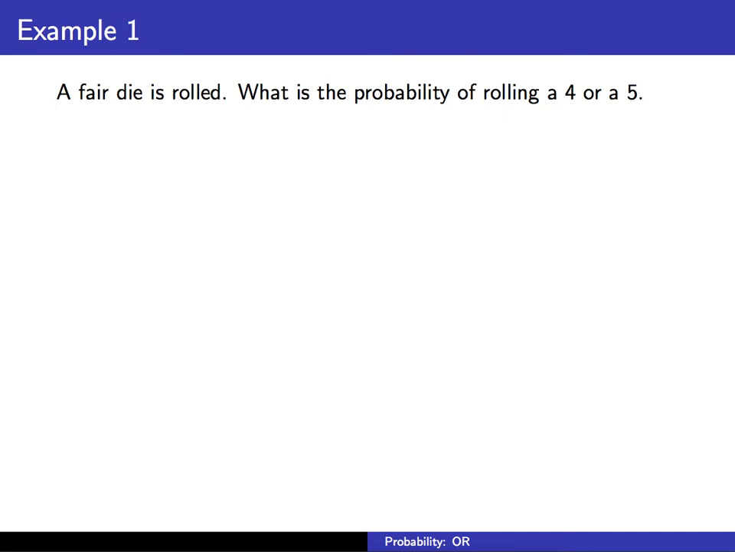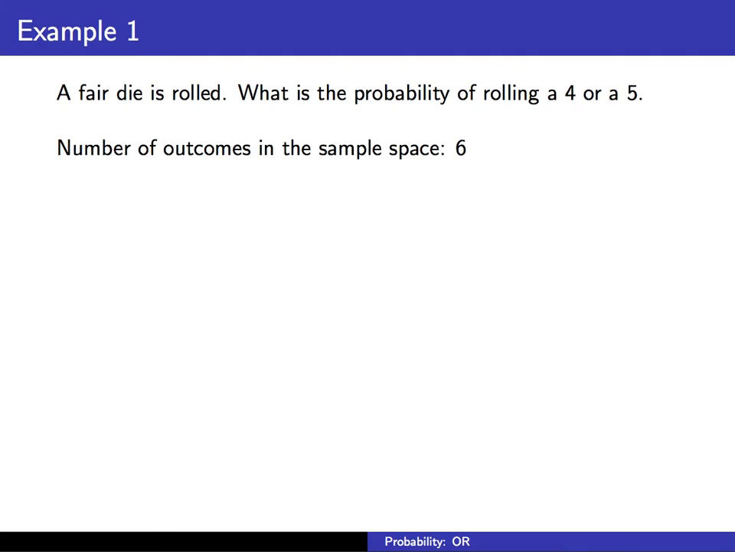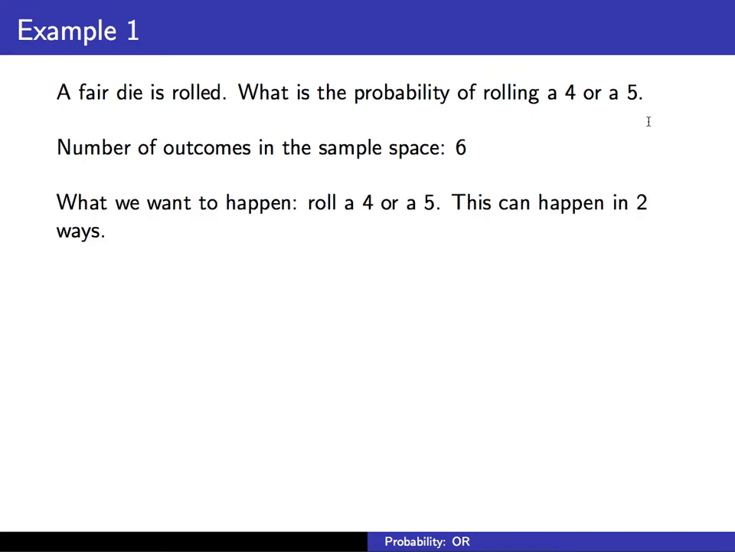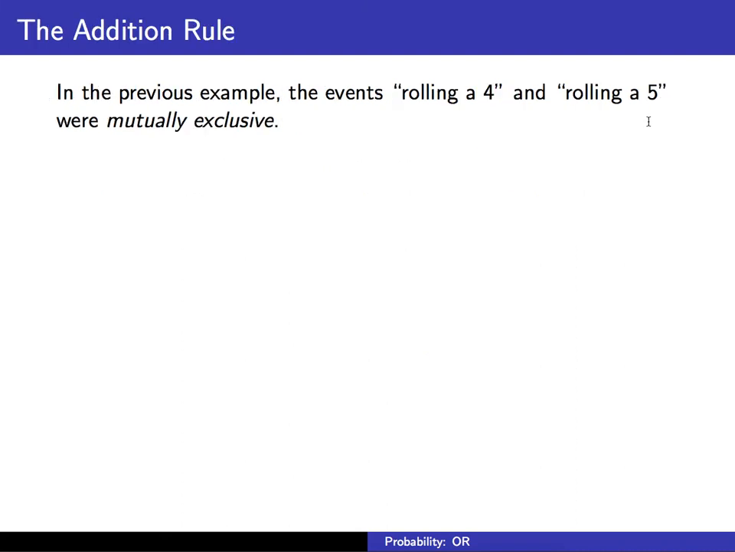What's the probability of rolling a 4 or a 5? Well, the number of outcomes in our sample space for rolling a die is 6. We have the numbers 1 through 6. And we want a 4 or a 5 to happen, and that can happen in two possible ways. Either roll a 4, which is one way, or a 5, which is another, for a total of two ways. So our probability of rolling a 4 or a 5 on a fair die is 2 out of 6, which reduces to 1/3.